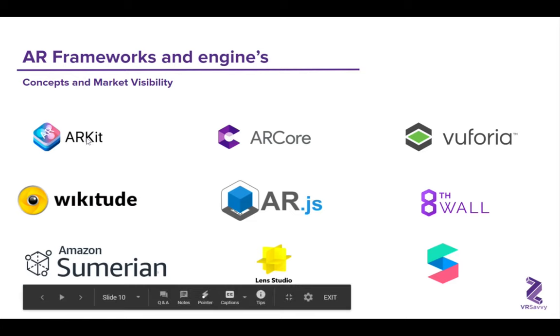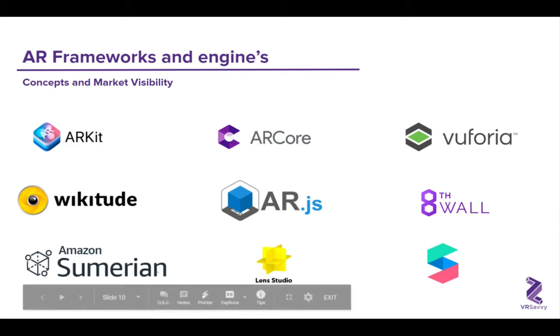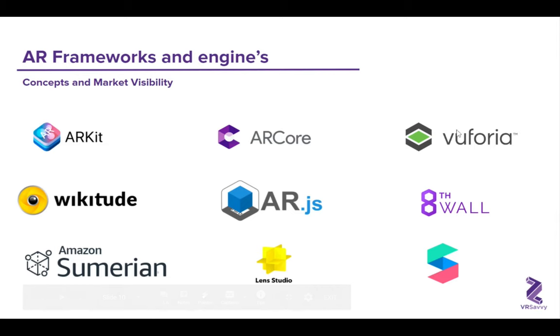ARKit is by Apple for iOS and ARCore is by Google. ARCore is open source, and Vuforia is by PTC. It was initially by Qualcomm. They are the forerunners in the AR industry. Vuforia is the pioneer in the AR industry, before all these others came in. Vuforia was the first one in the AR market as a commercial product or license or something of that sort.